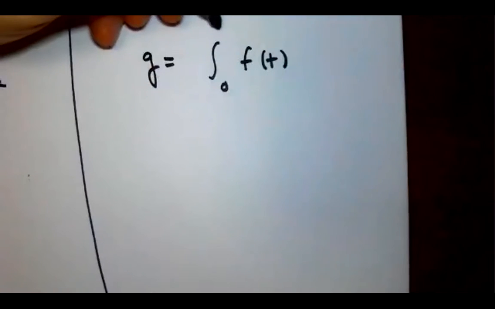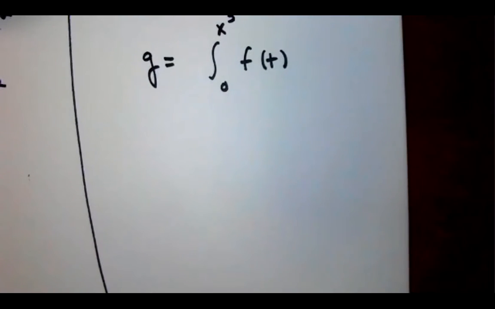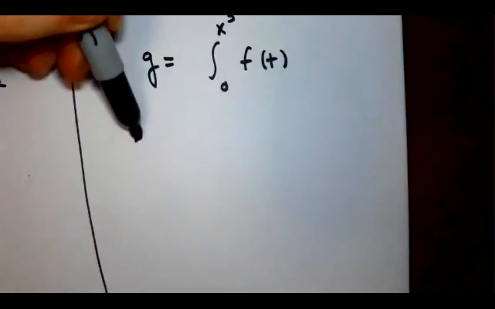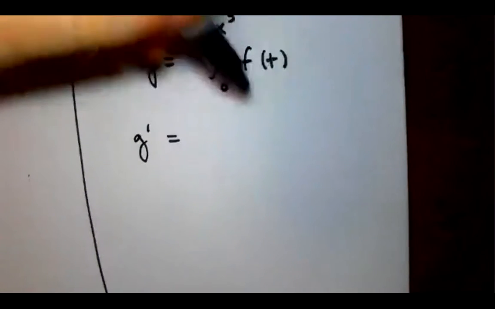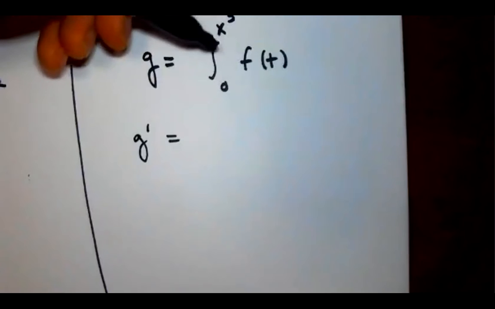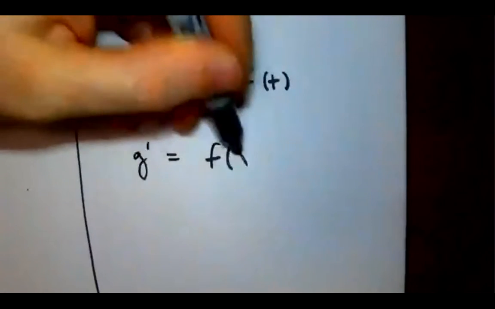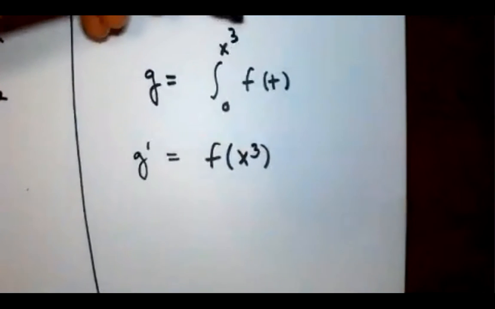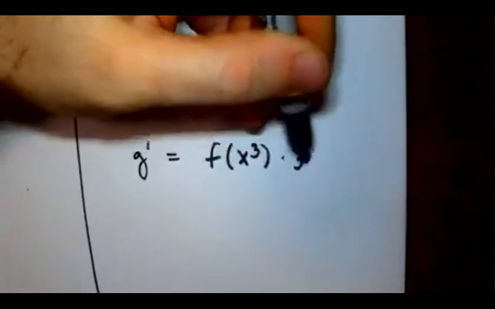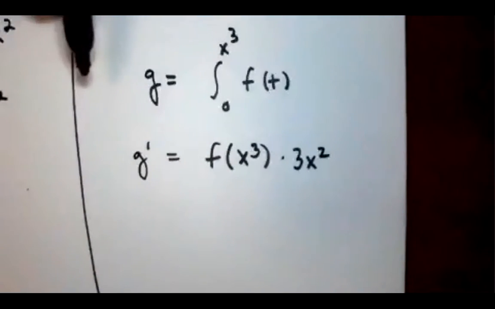That's not a good example. I did too many x squareds, so that's confusing. Let me try that again. G is equal to the integral of f of t, and it's from 0 to x to the third. So when you take this derivative, G prime is going to be, the integral is gone. We plug in the x to the third. So now you have f of x to the third. And if your bound is more than x, you're required to multiply by the derivative of that bound.